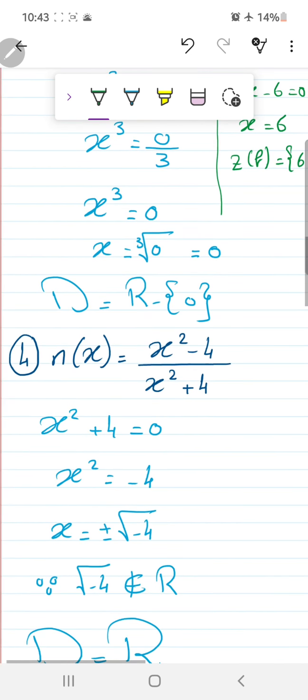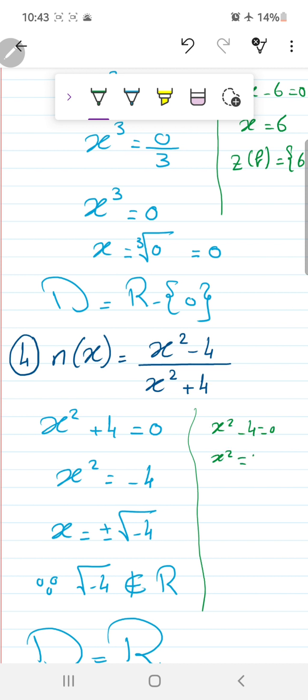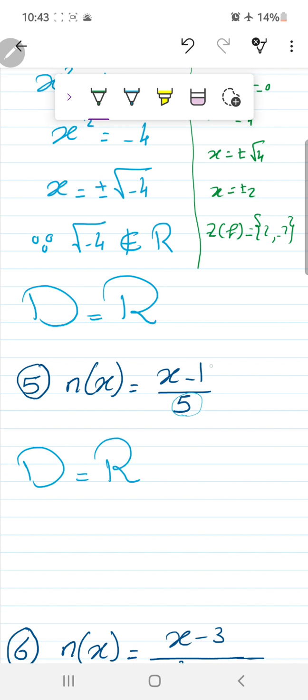Another one. Here, x power 2 minus 4 equals 0, which is x power 2 equals 4. It means x equals positive or negative square root of 4, which is positive or negative 2. So the set of zeros here will be 2 and negative 2. Another one. Here, x minus 1 equals 0. So x equals 1. So the set of zeros here equals 1.